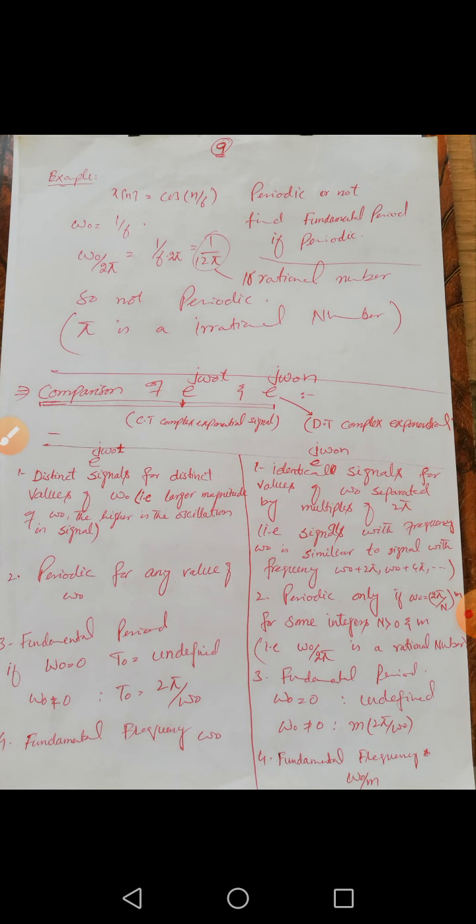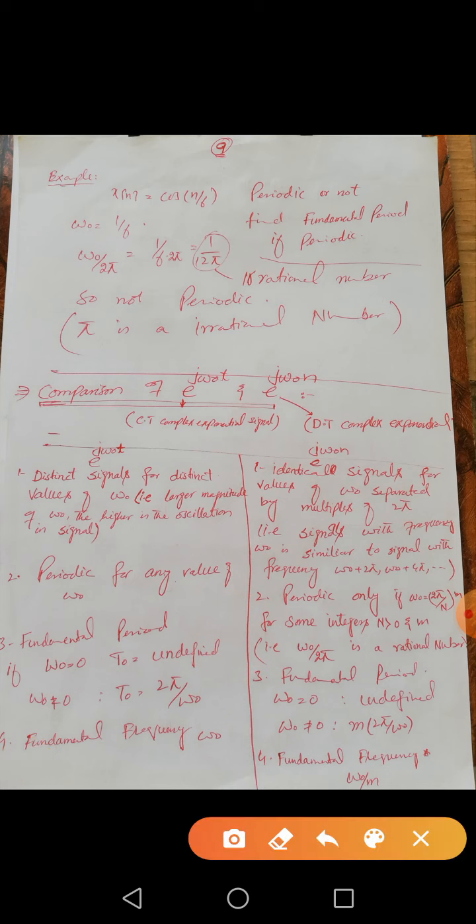Another example is given that x of n equal to cos of n by 6. Check whether it is periodic or not, and find the fundamental period if periodic. So here omega naught is equal to 1 over 6. So omega naught divided by 2 pi is equal to 1 over 6 into 2 pi, that is 1 over 12 pi. So 1 over 12 pi is an irrational number, so it is not periodic, because pi is an irrational number. So this signal is not periodic, or aperiodic, so the fundamental period doesn't exist.